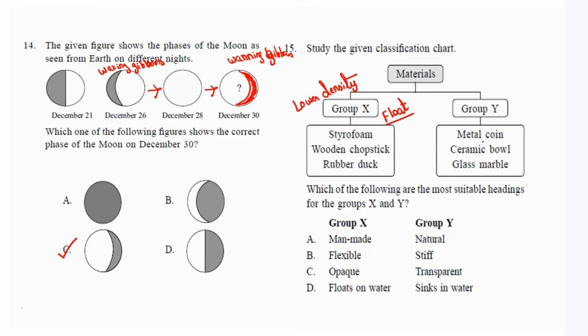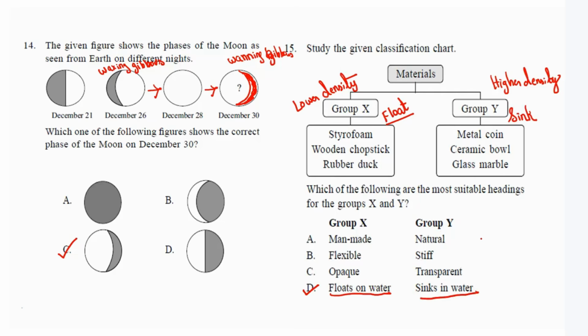And in group Y, what are the items given here? It is metal coin, ceramic bowl, glass marble. So here all the objects have higher density than water, correct? If they have higher density than water, all sink in water. So here the suitable heading for group X and group Y should be: group X should have the items that float on water, and group Y contains the items that sink in water, right?